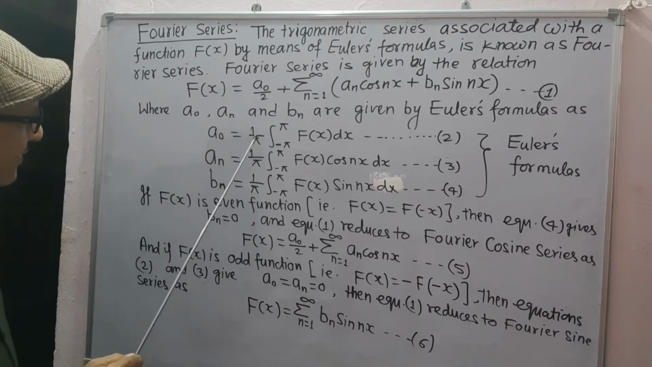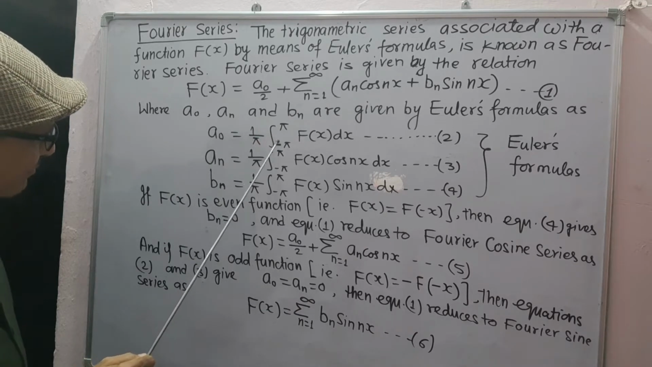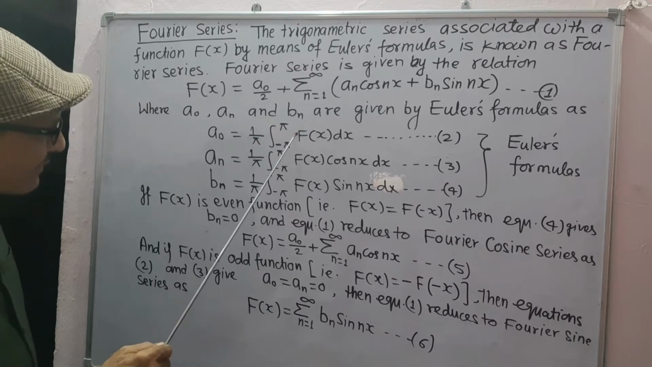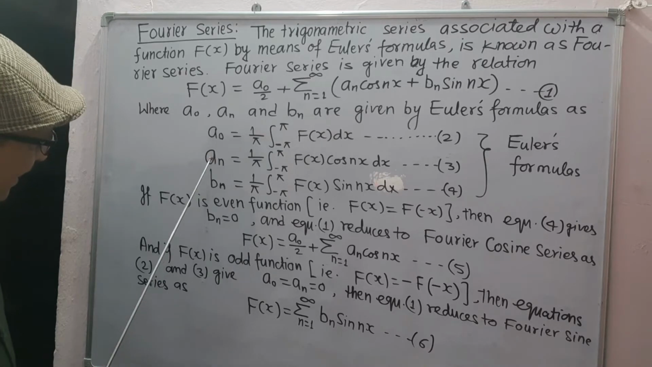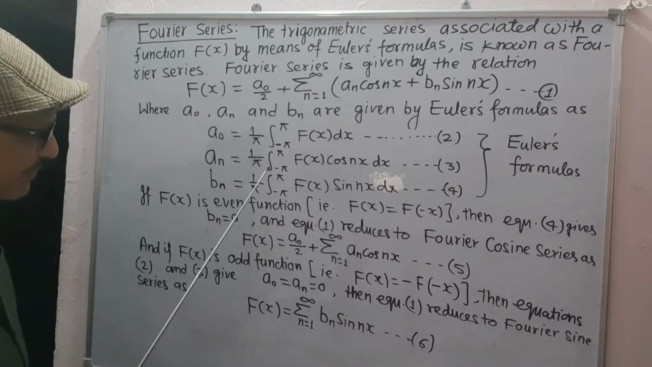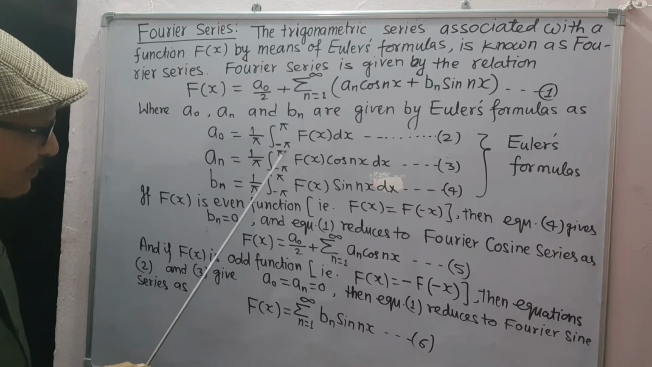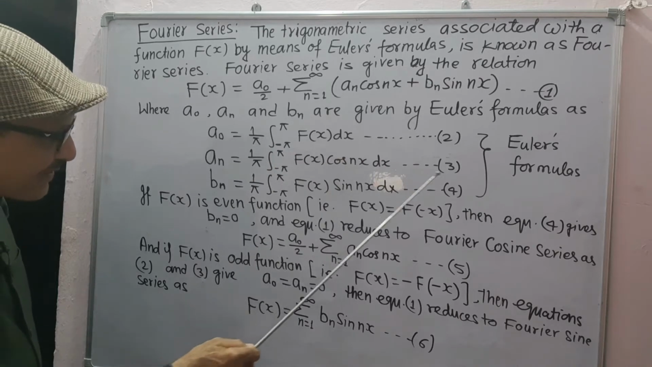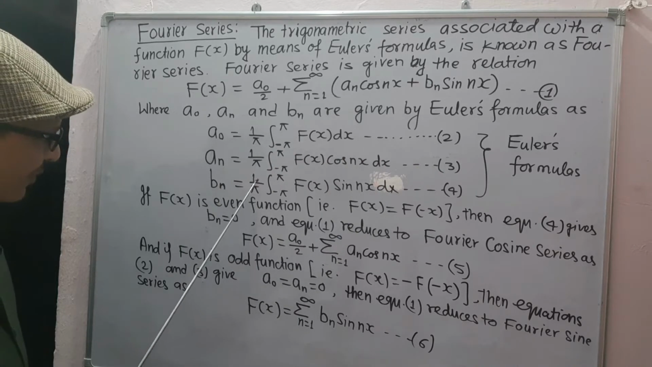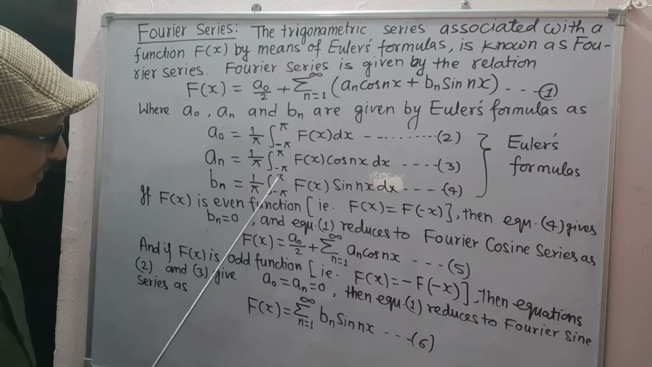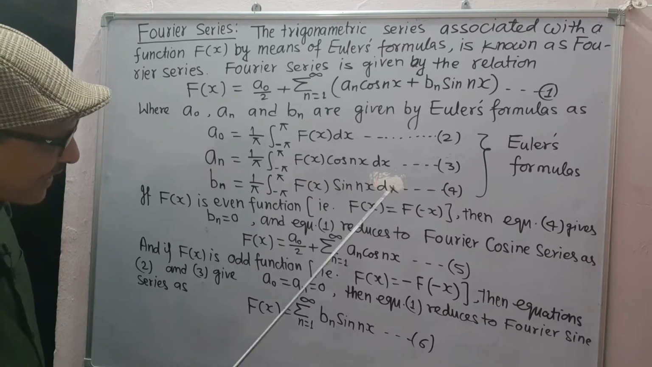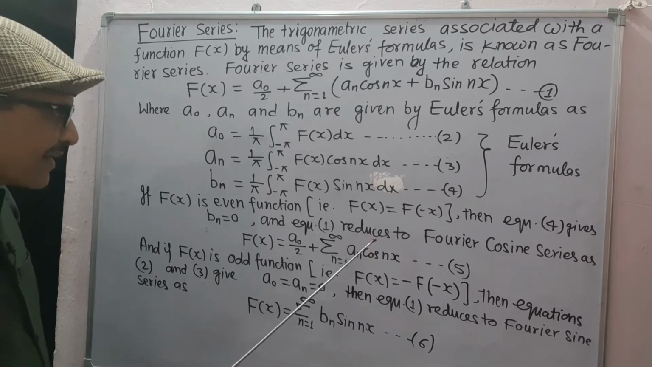Here a naught is 1 upon pi integral minus pi to pi f(x) dx, a_n is equal to 1 upon pi integral minus pi to pi f(x) cos nx dx, and b_n is 1 upon pi integral minus pi to pi f(x) sin nx dx.